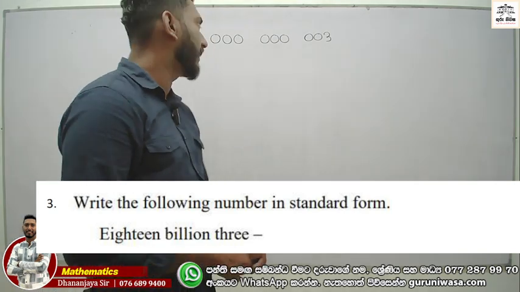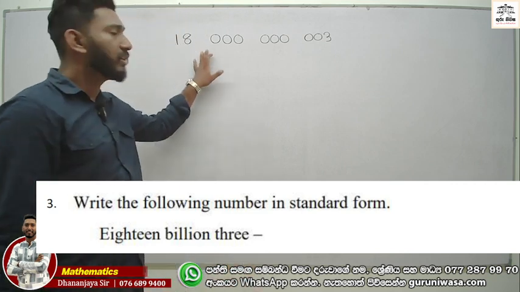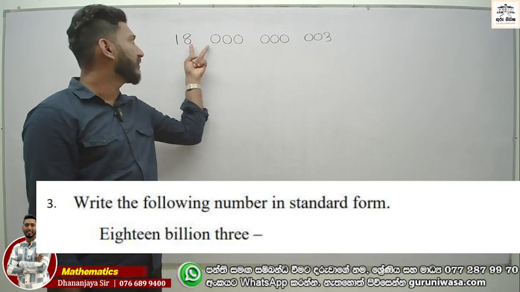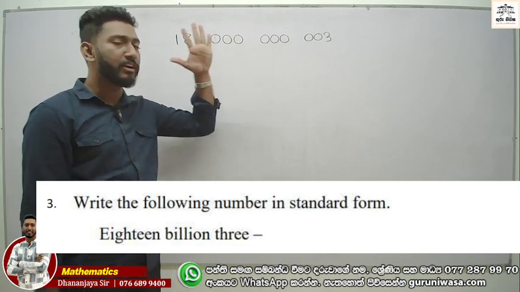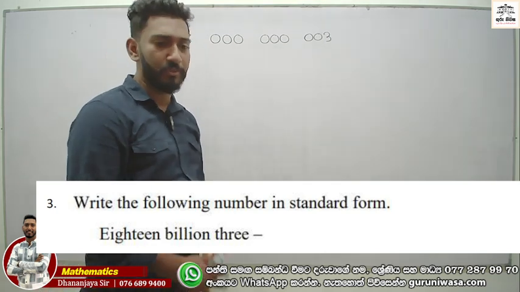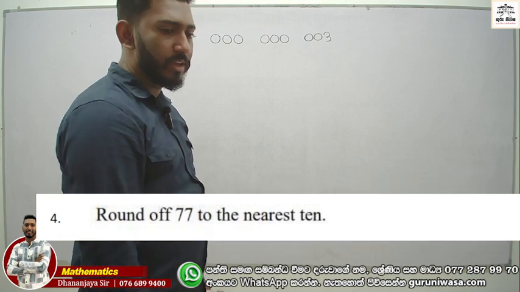In the standard form, don't put commas between these two digits. You need to keep a space, a gap, between the two segments.